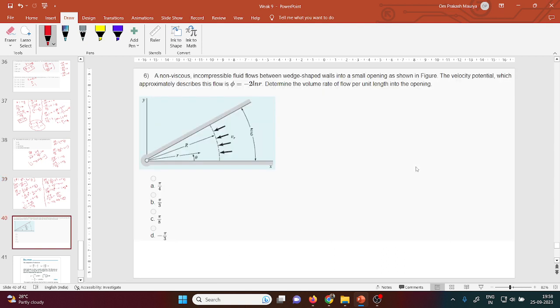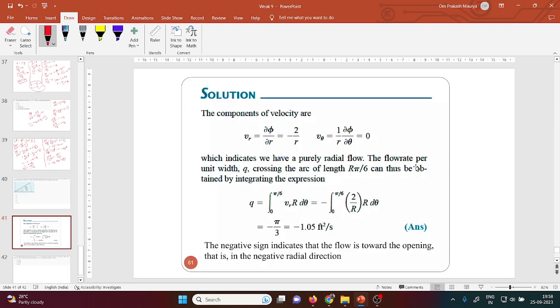Now, one more very important question. You take a screenshot of this question, and the solution I have, you also take a screenshot of the solution. A non-viscous incompressible fluid flows between the wedge-shaped walls into a small opening, as shown in the figure. So this is question 6, and the solution is this. So minus 3 pi, that is option D, will be the correct answer, and the explanation is there.